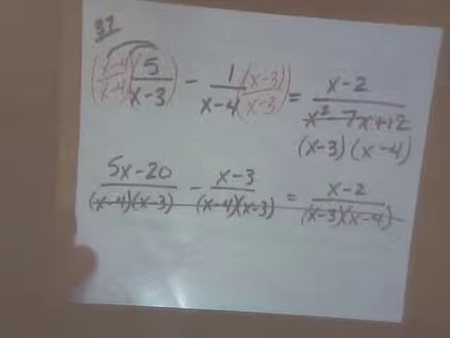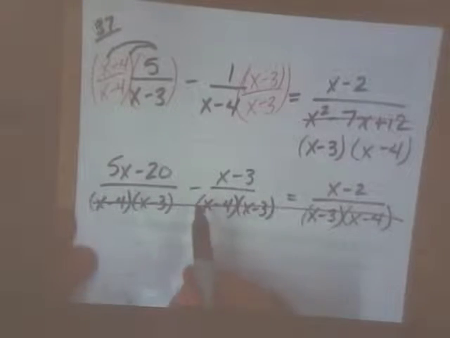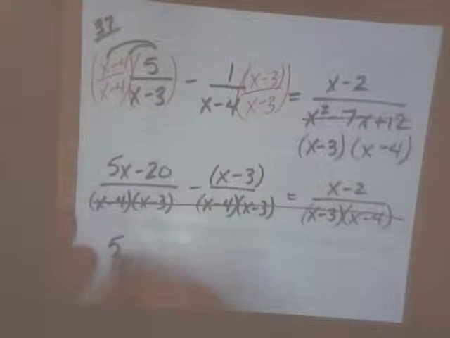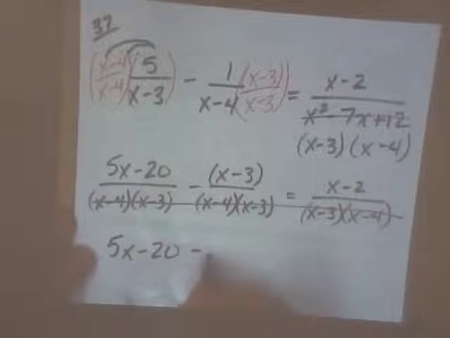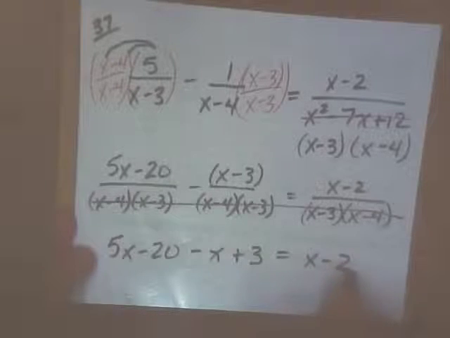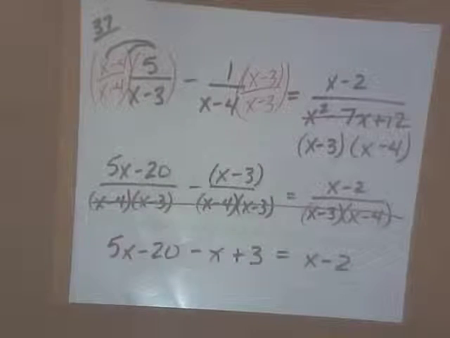Alright, here's where some of you are gonna miss this problem. Anybody know what the common mistake is right here? You don't distribute that negative. Exactly. This negative goes with all of this. So it's gonna be 5x minus 20 minus x plus 3 equals x minus 2. Some of you are gonna do everything right with that step right there. Don't screw it up, don't be the one.